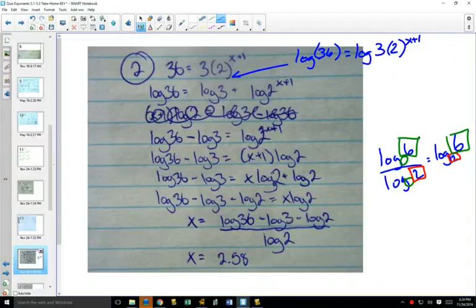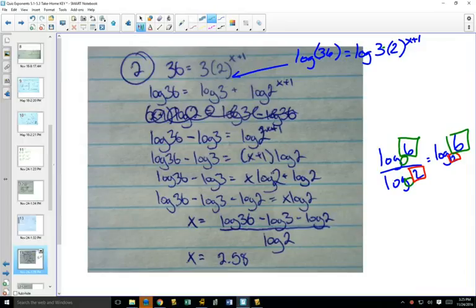Now, you're going to be tempted on the right-hand side to bring that x plus 1 in front. But you can't do that yet. The reason you can't is because that exponent of x plus 1 is just on the 2. It's not also on the 3. So you have to use the log law first that says there's multiplication in between these. And so I can write it as log 3 plus log 2 to the x plus 1.